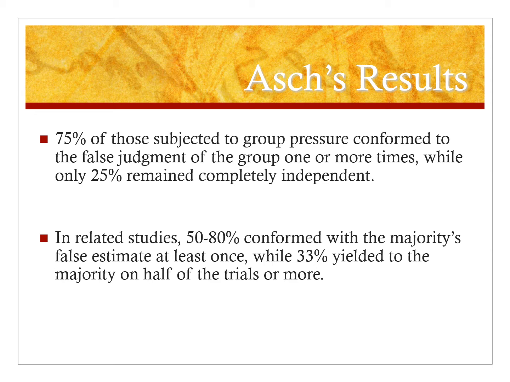So this study has been repeated. And in related studies, they found that 50 to 80% conformed with the majority's false estimate at least once, while 33% yielded to the majority on half of the trials or more, right? Which shows that people conform, right? Even though we say we don't, we really do. Most of us, or maybe all of us to some extent.